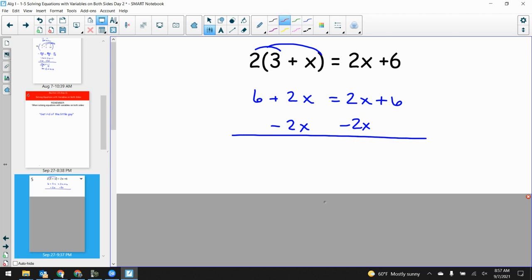Now watch what happens. We know it's going to cancel on the left side because that's how we move it.